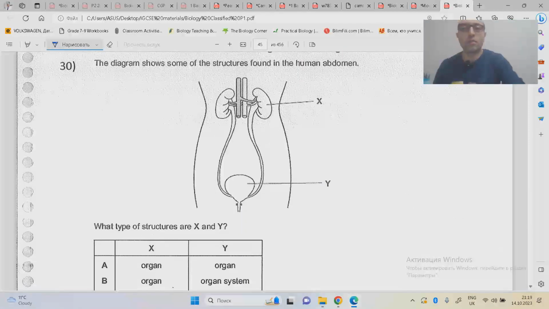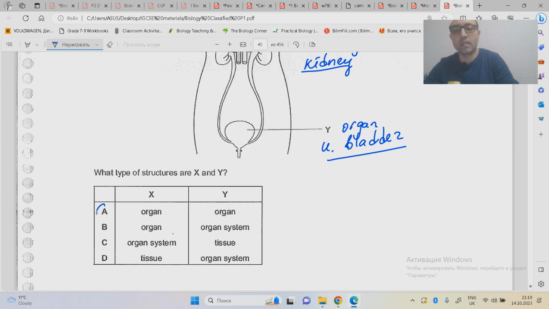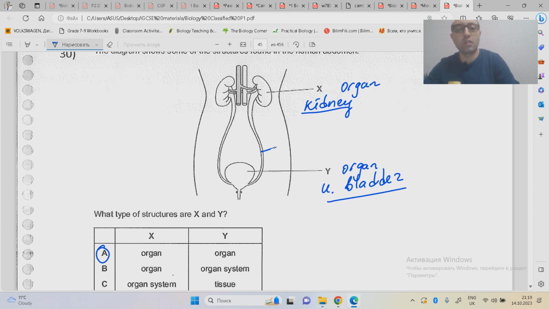And the last question for this video, let's go. A structure found in the human abdomen. What type of structures are X and Y? Actually, both of them are organs because they are made from different tissues. You know that X in here is a kidney, which is a part of the excretory system. Y is the urinary bladder, or just bladder, we are saying. It is also a part of the excretory system. So in here, both of them are again organs. The answer is A. And one more piece of information. This organ is known as the ureter, and this organ is known as the urethra.